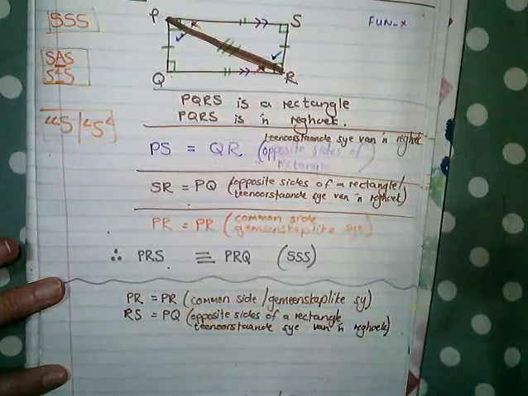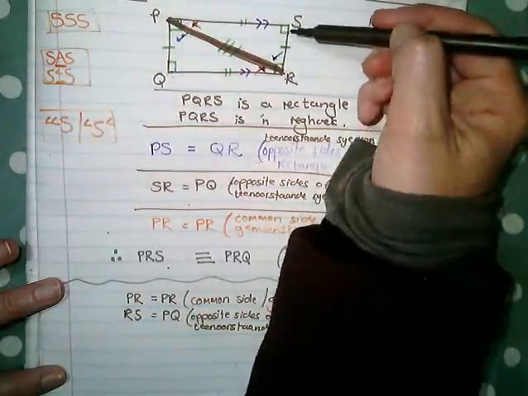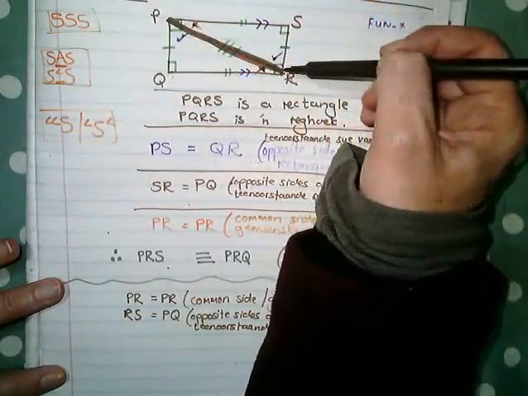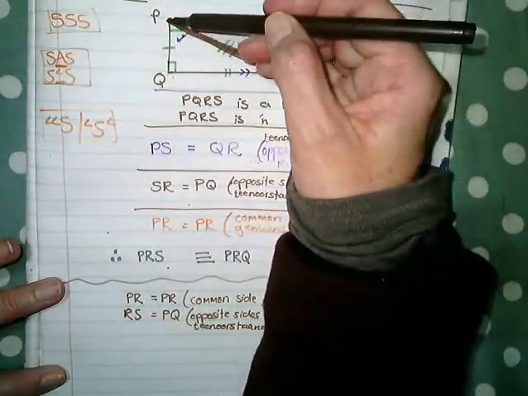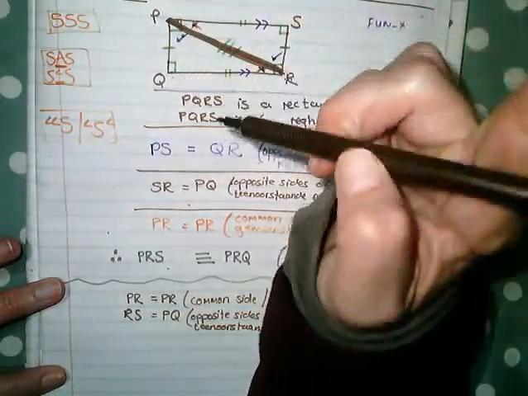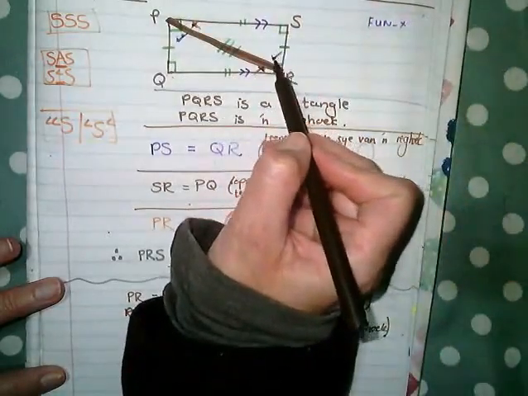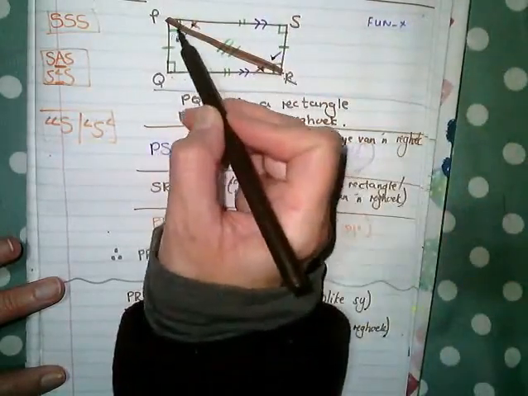Okay. So now you have a side and a side. A side there and a side there. And this angle is equal to that angle. We've already established that earlier, right?